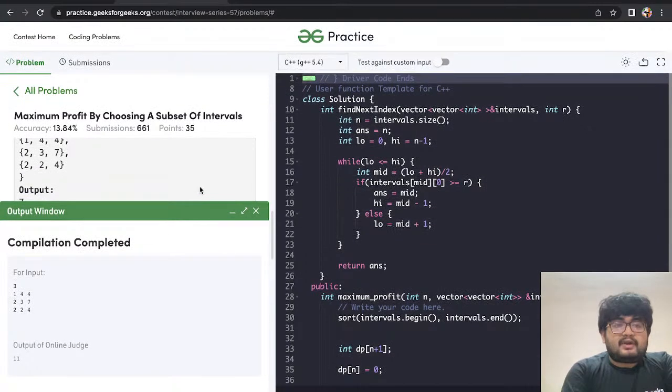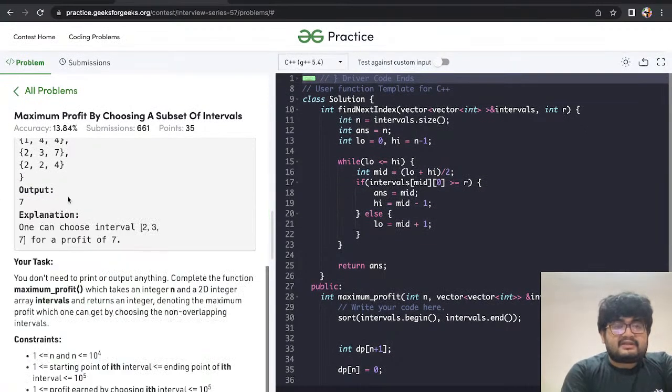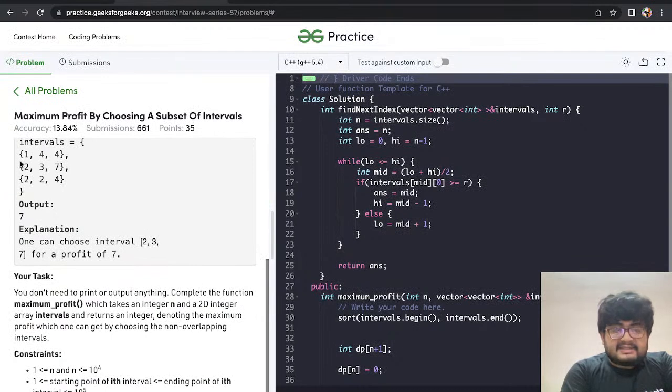Okay, the output of the online judge is 11 and it's given 7 here. So why is it given 7? Let's see, 1 4 2 3 2 2. Okay, so we can choose 1 4 2, 3 2 2. We can choose 2 2. We can choose 2 3 because 2 2 is ending at 2 and 2 3 is ending at 7. So 7 plus 4 is 11. 2 3 7 for a profit of 7, right?